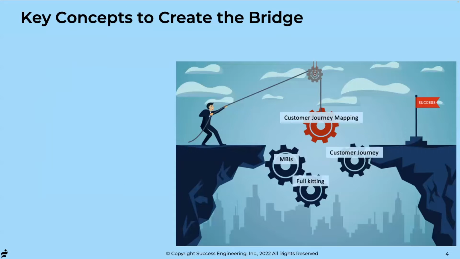Okay, so there are some key concepts to add, and this is how I look at it. We want to get to success, and it requires everything. On the business side, we need MBIs and full kitting. Kitting is actually part of the MBI, but it's a separate concept from Theory of Constraints. And the customer journey, I could talk about that as missing. So I said the foremost, not all of them.